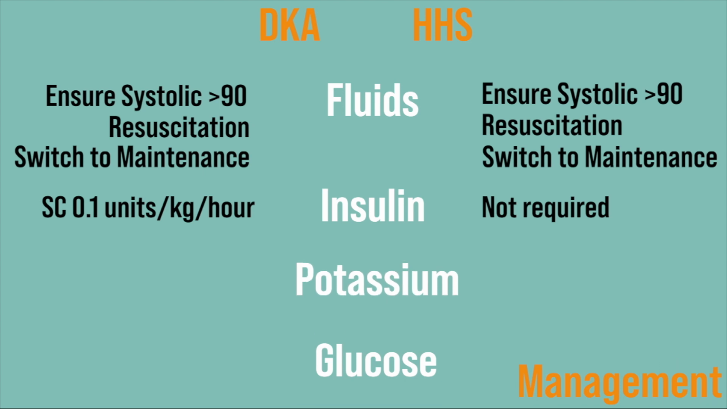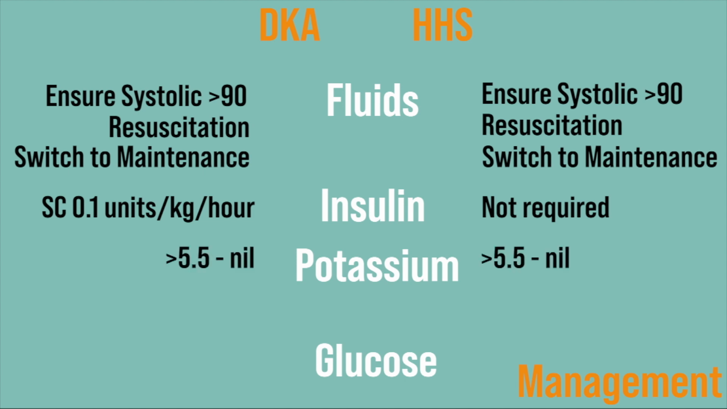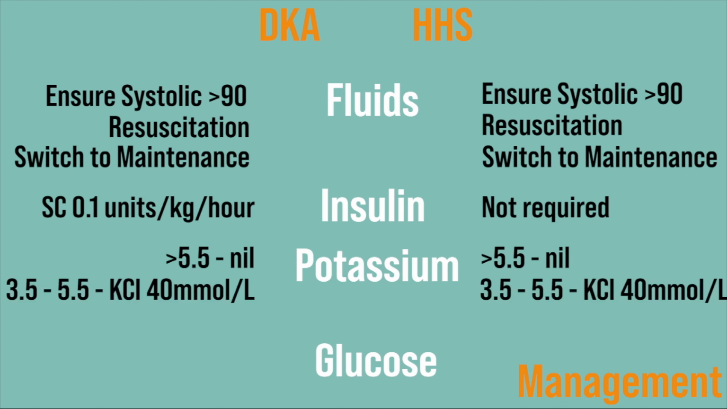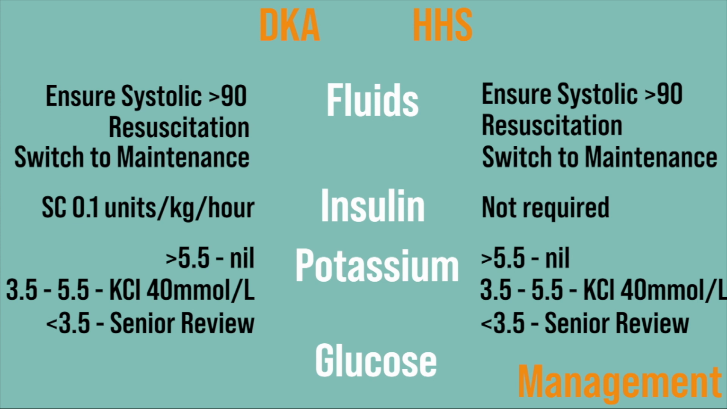The next factor that you need to consider is potassium. As you'll be giving insulin in diabetic ketoacidosis, there's a high risk of hypokalemia. So it's important that you establish a baseline for a patient's potassium before you start treatment. If the patient's potassium level is above 5.5, no further potassium needs to be given. However, if the potassium levels are between 3.5 to 5.5, you will need to add potassium chloride as an additive at 40 millimoles per litre. If the potassium levels are below 3.5, you will need to review this with a senior doctor.